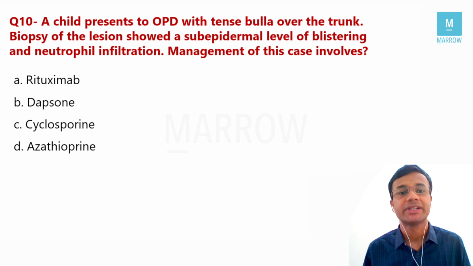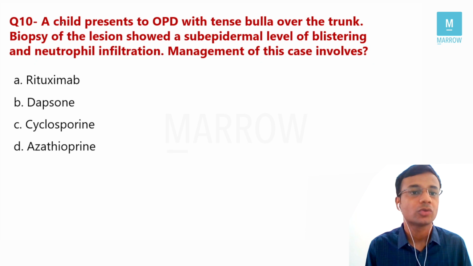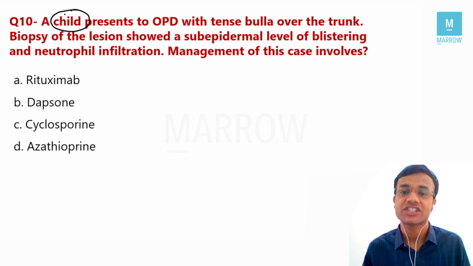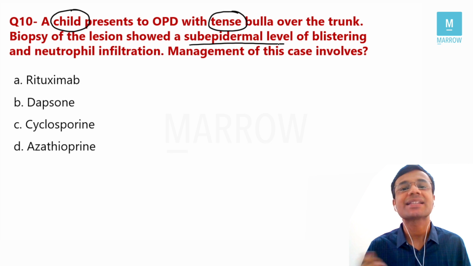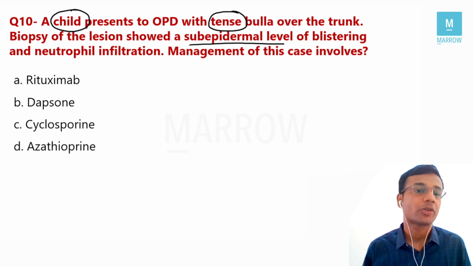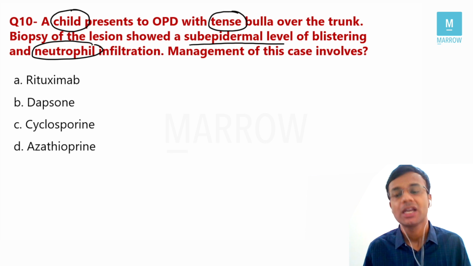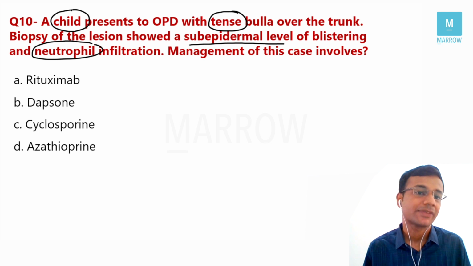Now moving on to question number 10. A child presents to the OPD with tense bulla over the trunk. So the important points to recognize here are: child presents with tense bulla. The level of blistering on biopsy is subepidermal. And the most important point to remember here is there is neutrophilic infiltration. What is the management of this case?